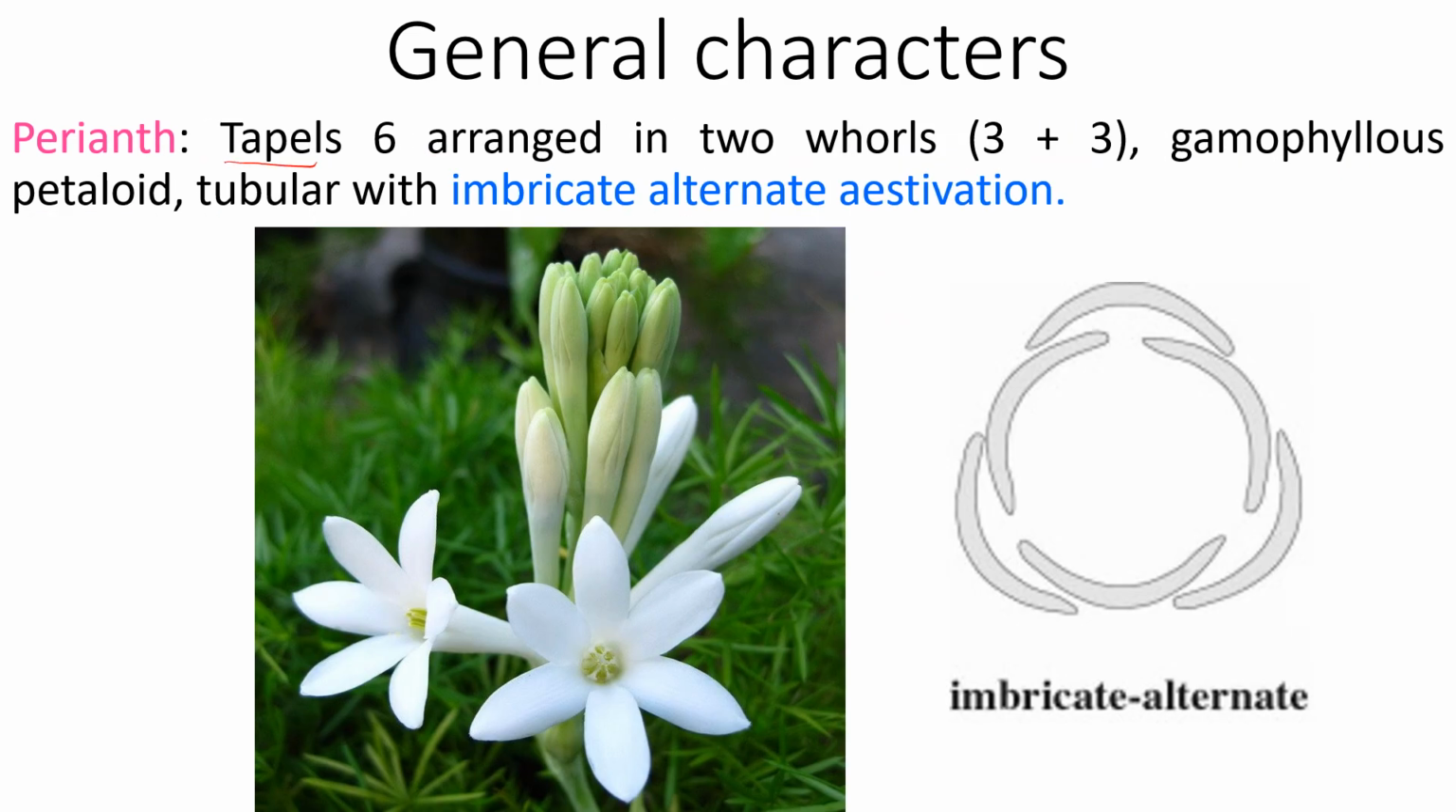Sepals are six in number and they are arranged in two whorls, 3 plus 3, which can easily be seen. This is outer 1, 2, and 3, and these are inner 1, 2, and 3. Gamophyllous means they are fused. So here you can see that a tubular structure is there where they are fused altogether.